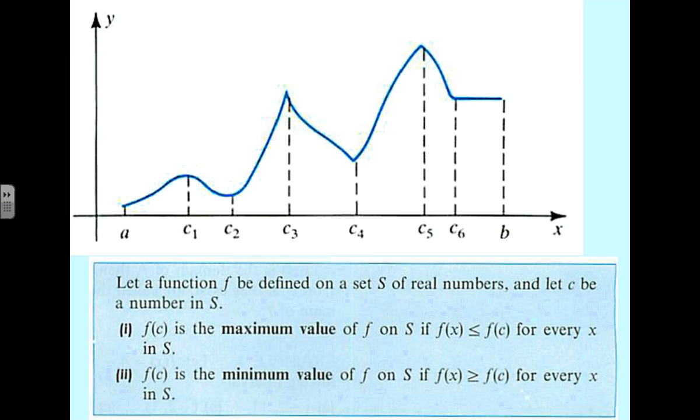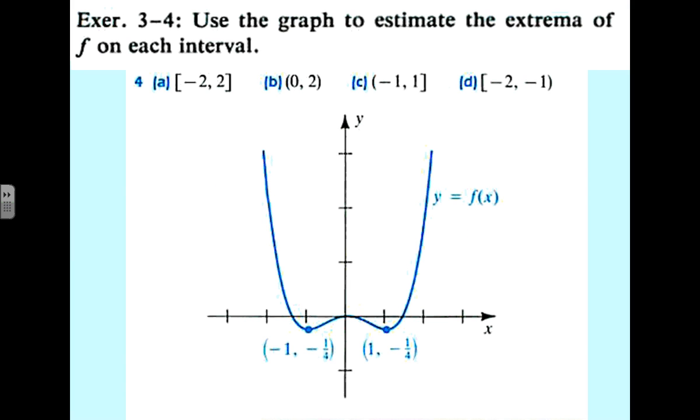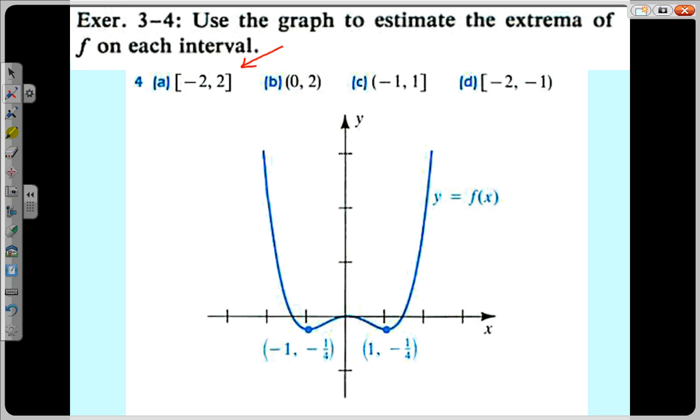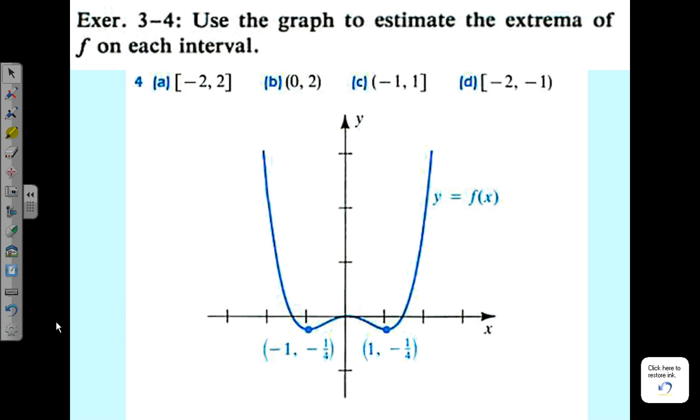Maximum, we got that. We just read it. All right. Do you remember what the brackets mean? The brackets mean including. And 0 to 2 with parentheses means not including. So use the graph to estimate the extrema of each interval.